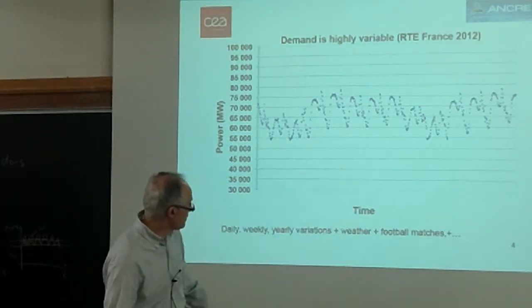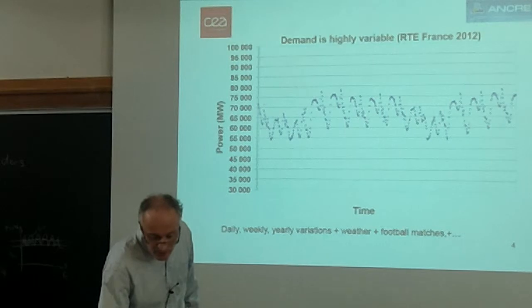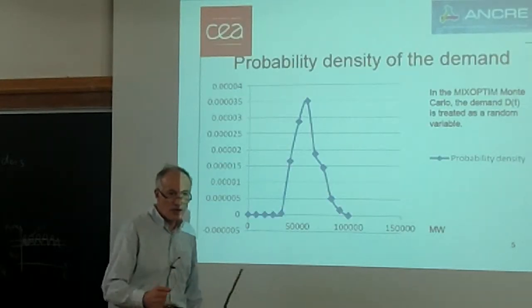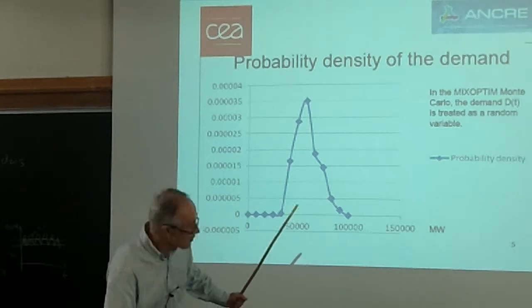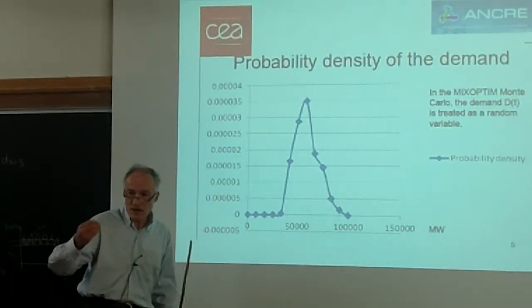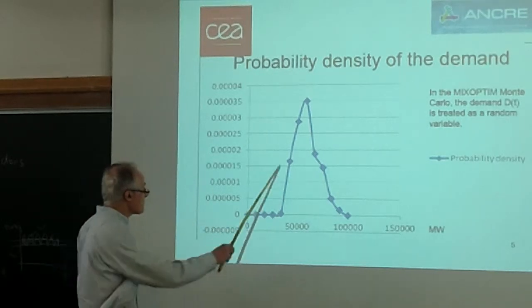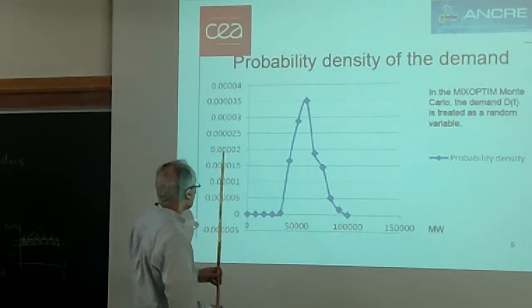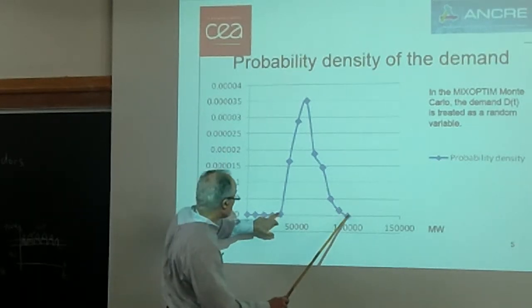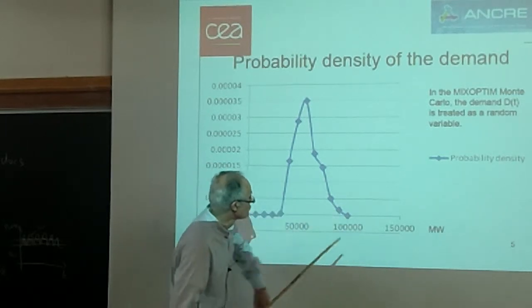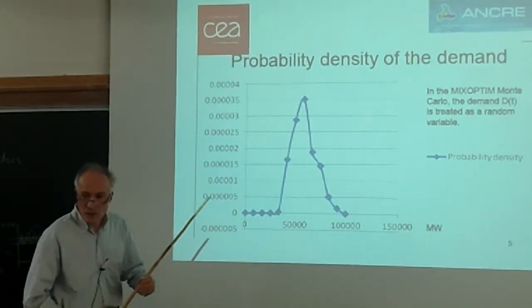So the demand is highly variable. This is the time dependence of the demand. You have seen this already. In a Monte Carlo calculation, we translate this chronicle of demand into a probability law, and the demand is treated as a random variable with this probability law. This is the case of the French mix, you see, where the demand goes between 30,000 and 100 gigawatts.